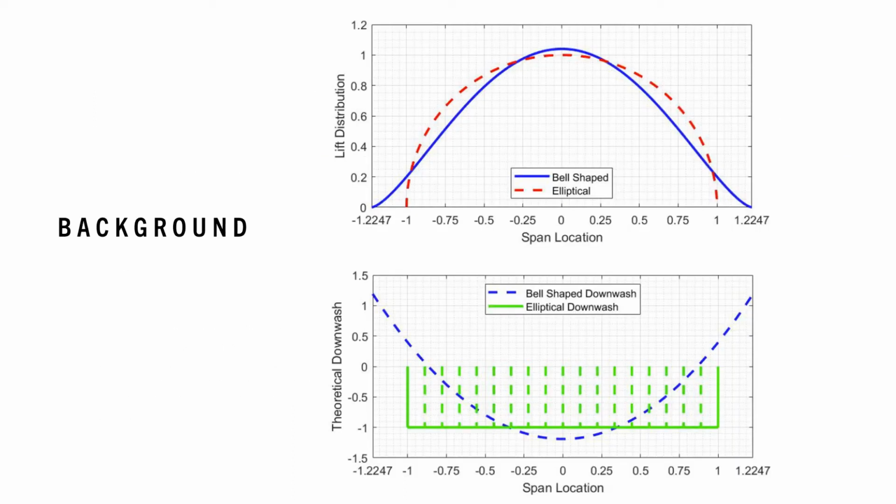So some quick background on the problem. The bell-shaped lift distribution is shown above, and the downwash that this produces along with the downwash from the typical elliptical lift distribution is shown. The bell shape has a parabolic lift or downwash distribution, which results in progress yaw towards the wingtips and upwash in a region of induced thrust rather than drag.